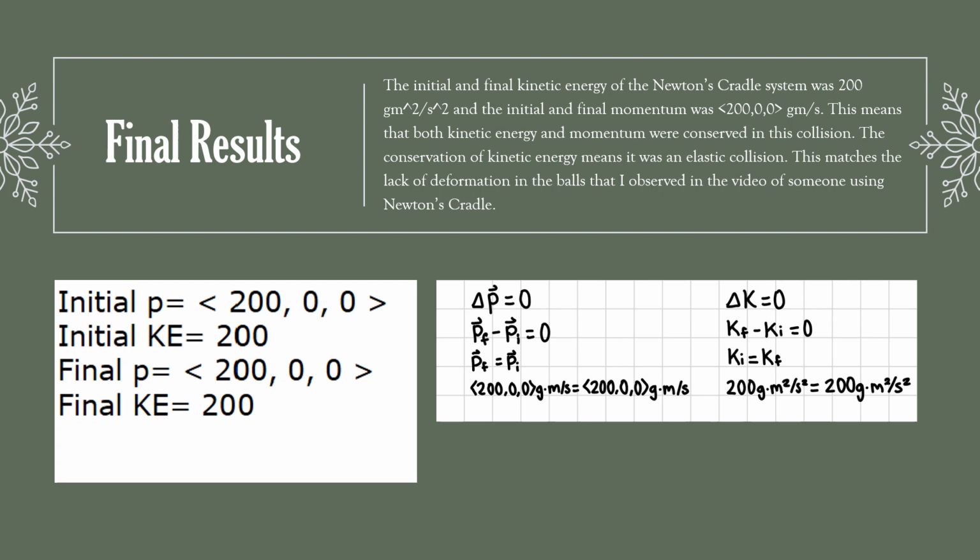So my final results: the initial and final kinetic energy of the Newton's cradle system was 200 grams times meter squared per second squared, and the initial and final momentum was 200 grams times meters per second in the x direction. Basically, this all means that both kinetic energy and momentum were conserved, and it was an elastic collision. And this matches the lack of deformation in the balls that I observed when I was watching the video of someone using Newton's cradle. On the bottom is an image of the output of my code, and an image of me calculating the change in momentum and the change in kinetic energy.